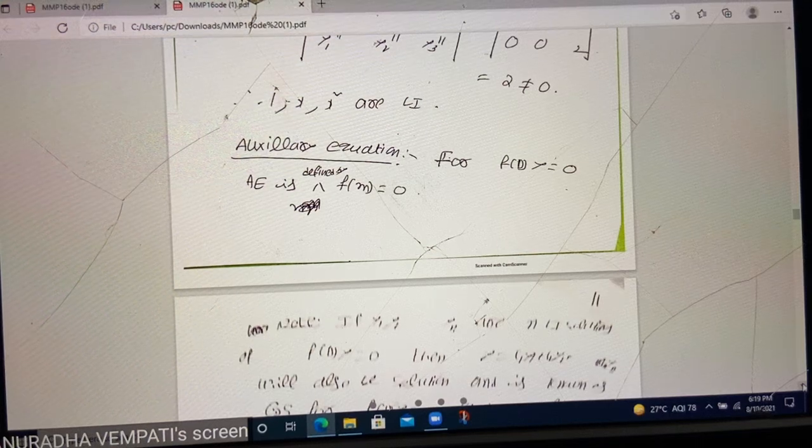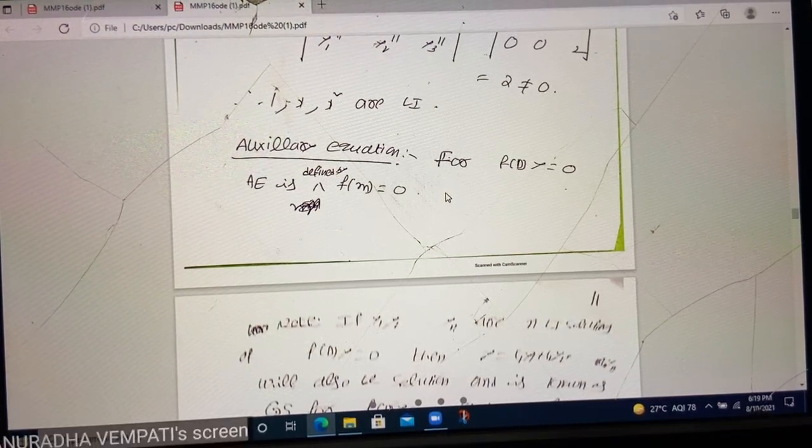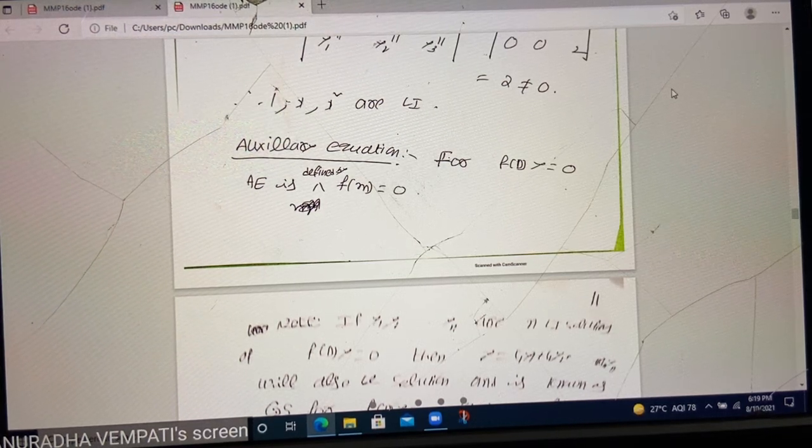Now, auxiliary equation. For f of D, what is the auxiliary equation? See, there is one formula called Abel's formula.